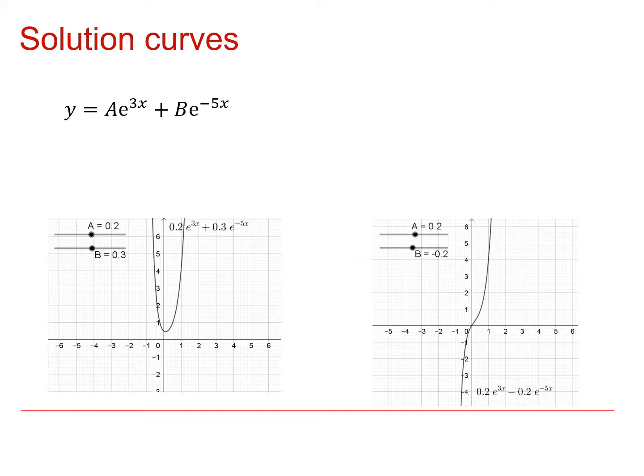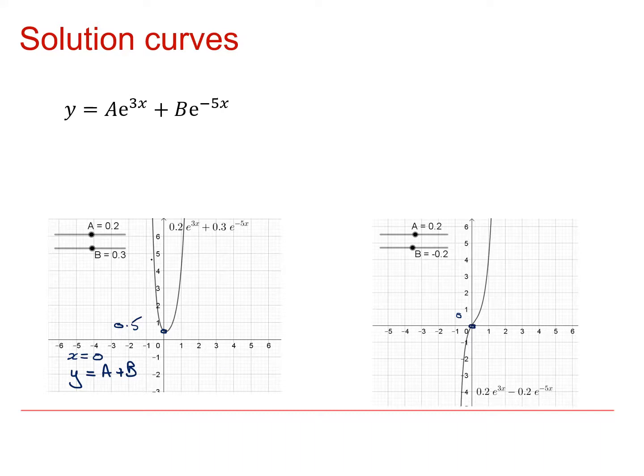Okay, so what kind of curves do we get from that type of general solution? Here's a couple of plots, one with a equal to 0.2 and b is 0.3, and the other has a equals 0.2 and b is minus 0.2. And notice that the curves look very different, and this is down to the value of the two constants. However, there are some things in common. Notice that the intercept on the y-axis here, it's equal to 0.5, and here it's equal to 0. And in fact, when x equals 0, my intercept value will be a plus b.